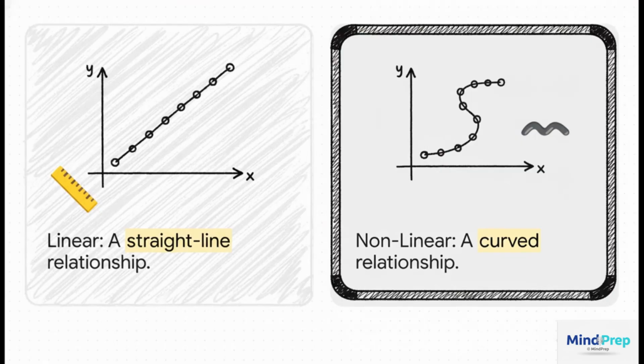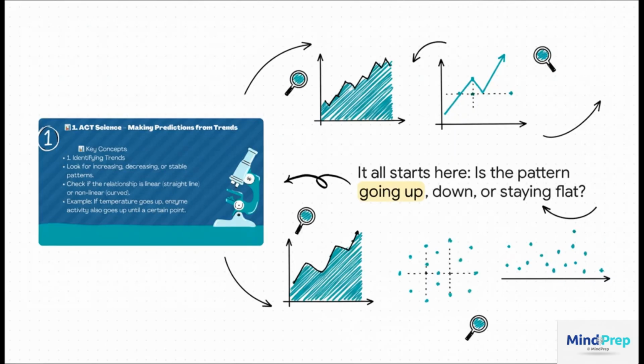Now, once you know the direction, you can get a little more specific. Does that pattern look like it's forming a nice, straight, steady line? That's what we call a linear trend. Or is it curved? Maybe it shoots up fast and then starts to level off. That's nonlinear. Just being able to spot the basic shape is a huge advantage. So yeah, this is your starting point. Before you even think about looking at specific numbers, just get a feel for the overall shape of the data. That first glance tells you pretty much everything you need to know.